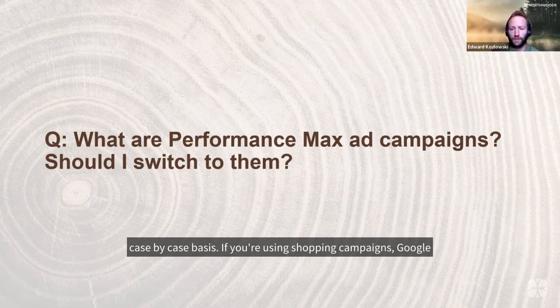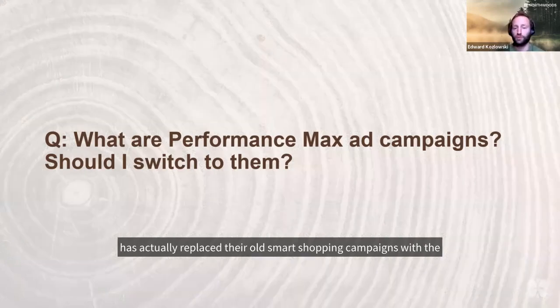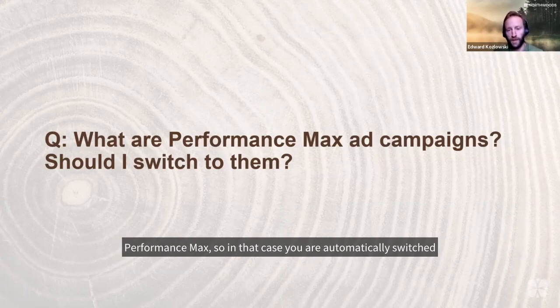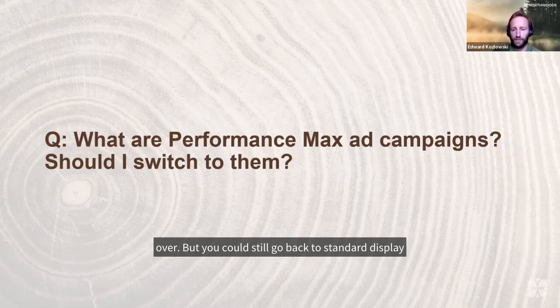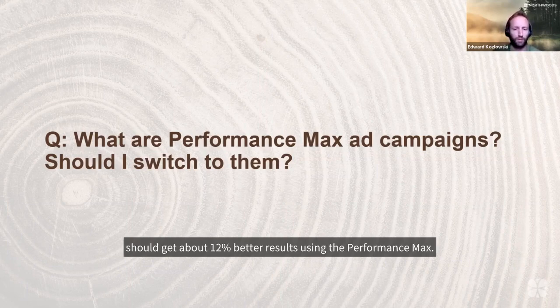If you're using shopping campaigns, Google has actually replaced their old smart shopping campaigns with Performance Max. So in that case, you were automatically switched over, but you could still go back to standard display if you're not seeing the results. However, they claim you should get about 12% better results using Performance Max.